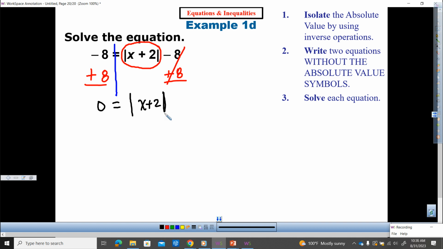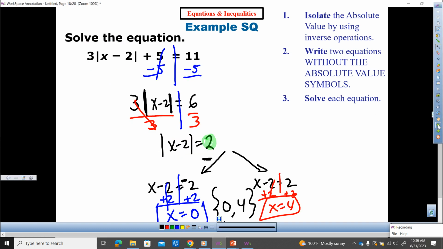You're like, that looks weird, Mr. Q. But let's see if we follow the process. Is the absolute value by itself? Yes. What would be our next step? Write two equations. Let me go back to the previous ones. Look at this 2. We can write the 2 as a negative 2 and a positive 2, because a number that's 2 steps away from 0 is what? Negative 2 and positive 2.